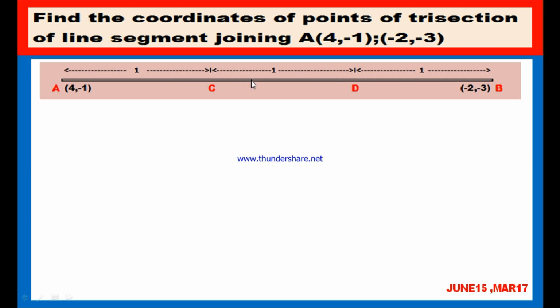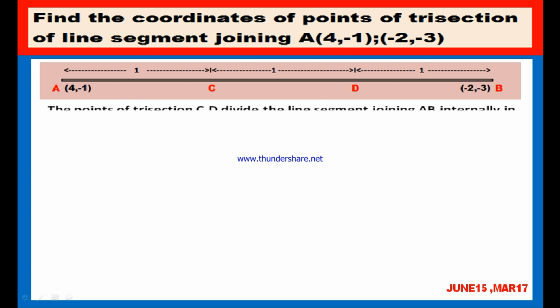Since AB is divided into three equal parts, the length of AC is 1 unit, the length of CD is 1 unit, and the length of DB is also 1 unit. The point C is at a distance of 1 unit from A and 1 plus 1, that is 2 units, from B. Therefore, C divides the line segment AB in the ratio 1:2. And the point D is at a distance of 1 plus 1, that is 2 units, from A and 1 unit from B. Therefore, D divides the line segment AB in the ratio 2:1.